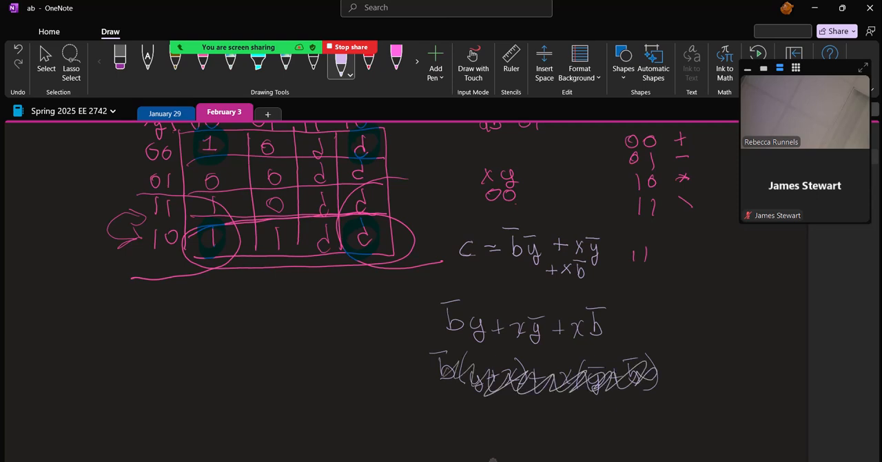Okay. All right. Now let's do a Karnaugh map for D.